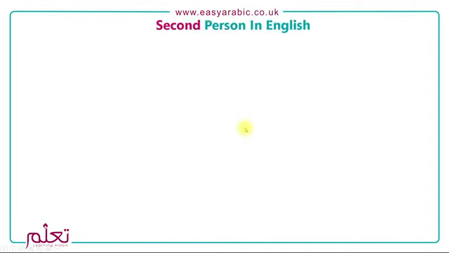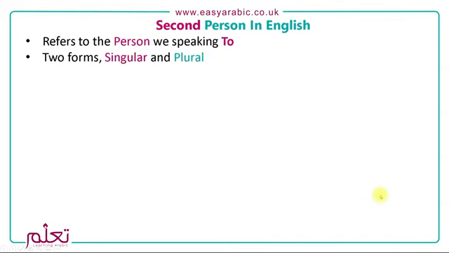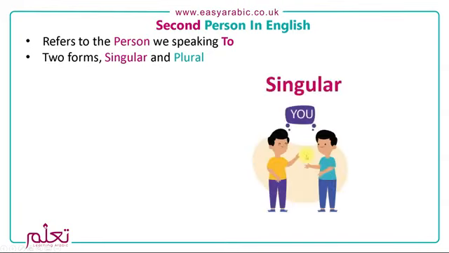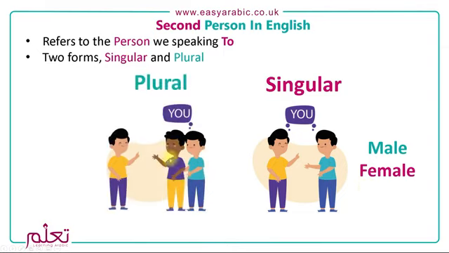The second person is the person that we are speaking to. Again it has two forms. Singular is you, when we talk to male or female. In plural we'll have you either way, so whether we talk to one person or more than one person, we are saying you, basically. And that's male, female, or mix.